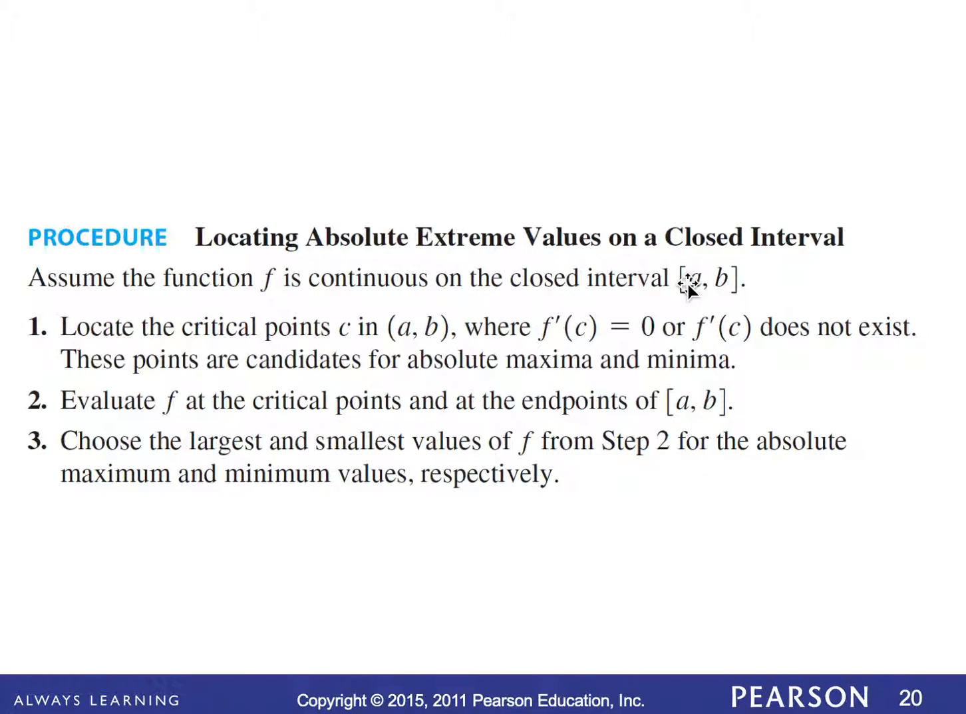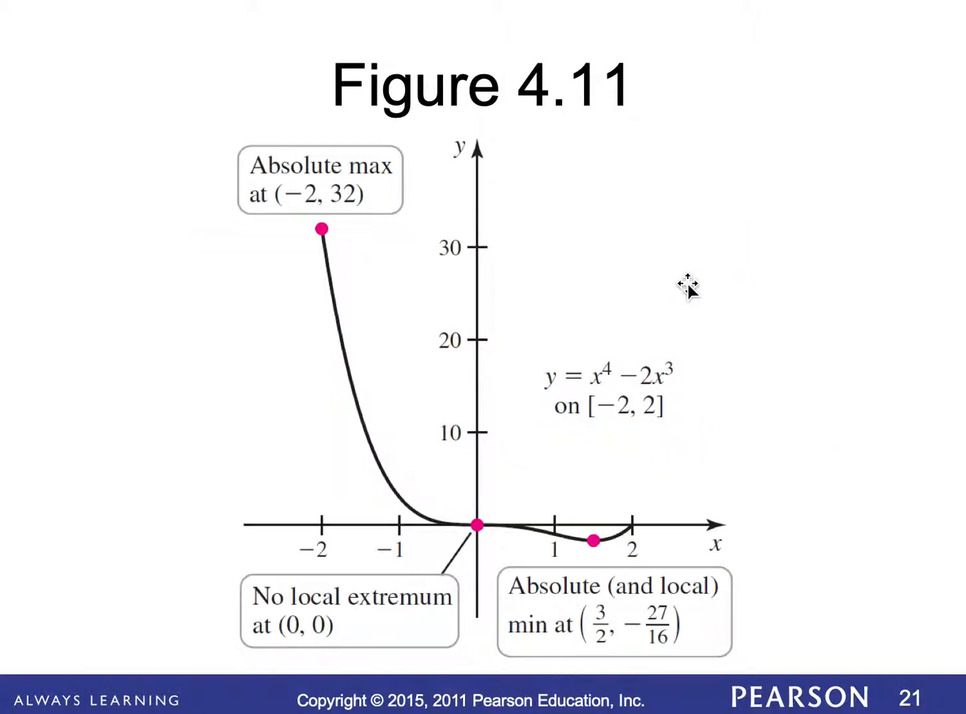So when we're looking for an absolute extreme value on a closed interval, not locals, absolute: differentiate, set equal to 0, and look for where the derivative does not exist. Those are my critical points. Take all the critical points, plug them into the original, and plug the endpoints into the original. The highest value is the max, the lowest value is going to be the min.